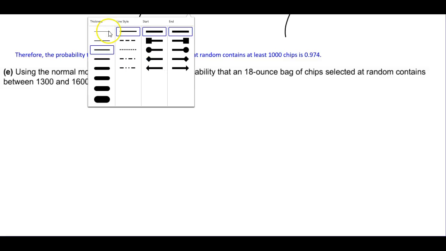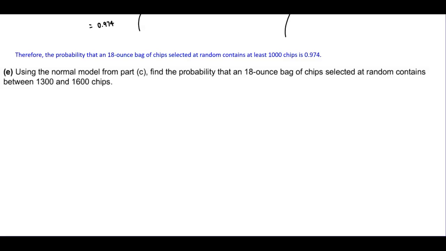Okay, so what we want to do is, again, compute z-scores for 1,300 and 1,600. So first things first, if we look at our drawing, we know that we have a mean at 1280.1, and we want to find the area that's between 1,300 and 1,600. So here's 1,300, here's 1,600, and we want to find the area that's in between.